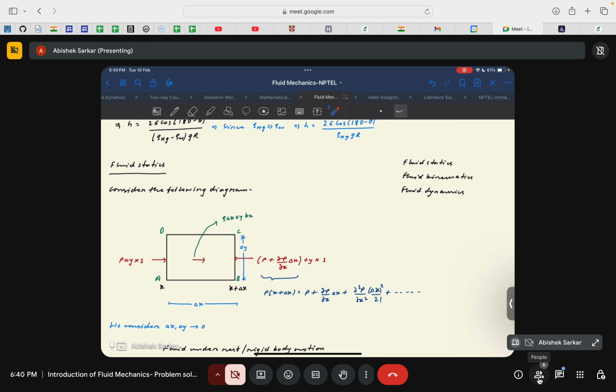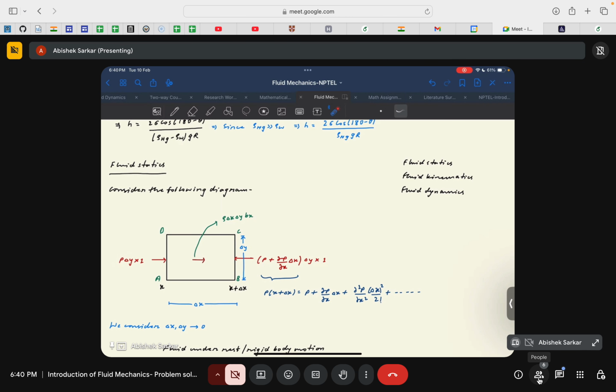And the third part, which is the most elaborate and the most important part, is fluid dynamics. In that case, you will look into fluid in motion and also consider the forces that give rise to this fluid motion. So that's the basic overview of the entire course, starting with fluid statics. I think by now you've got an idea. For fluid statics, the fluid would be at rest or in rigid body motion.